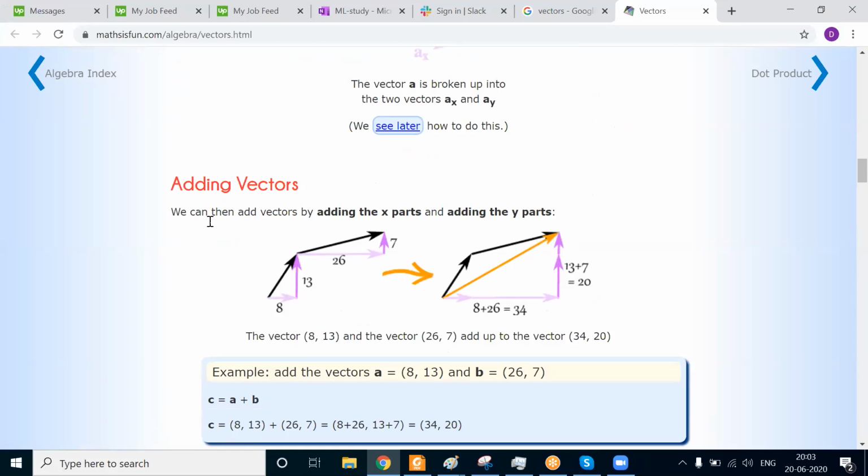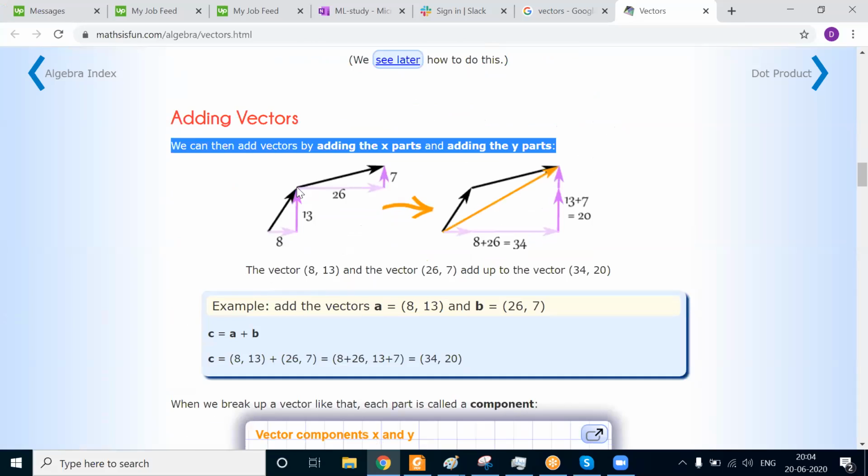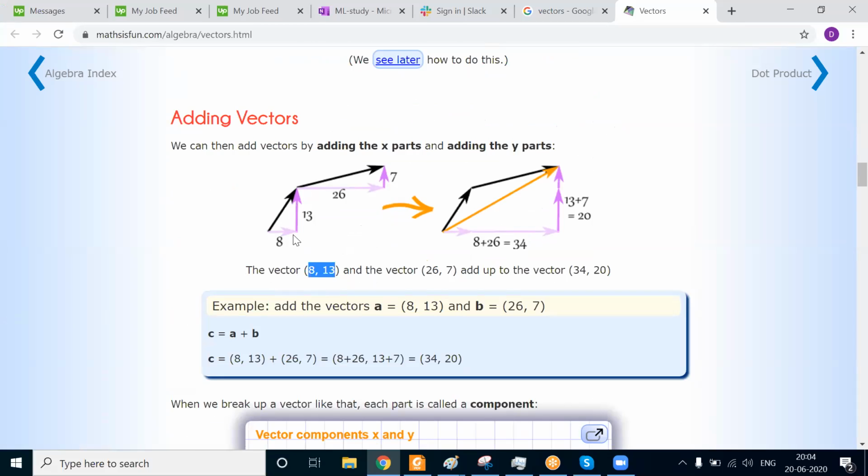We can add vectors by adding the x parts and adding the y parts. Say this is the vector 8, 13. So this is a vector 8 and this is 13. Are you able to see the purple color? This is one vector, which is vector 8. This is vector 13. Okay, then this is vector 26. This is vector 7. Clear? Now, if I want to add these two vectors, how will I do that?